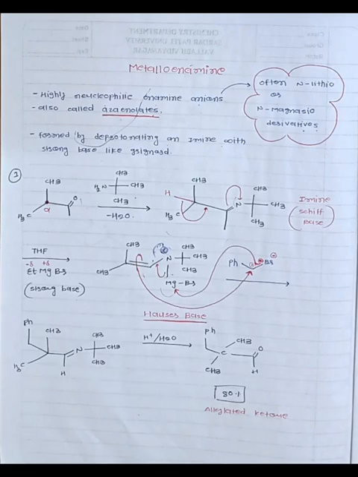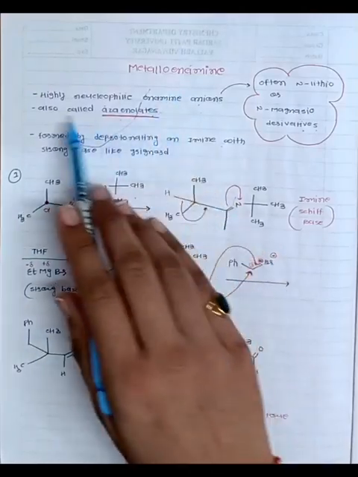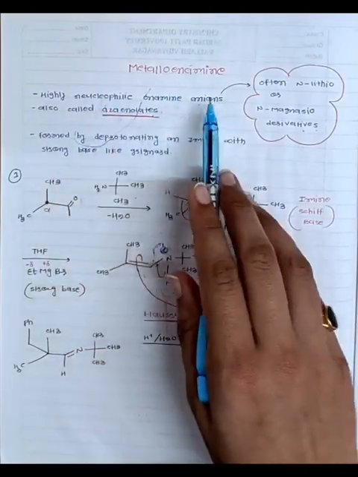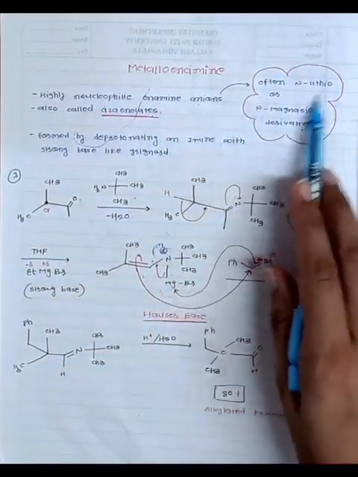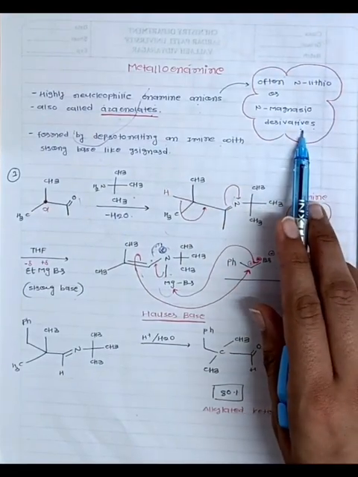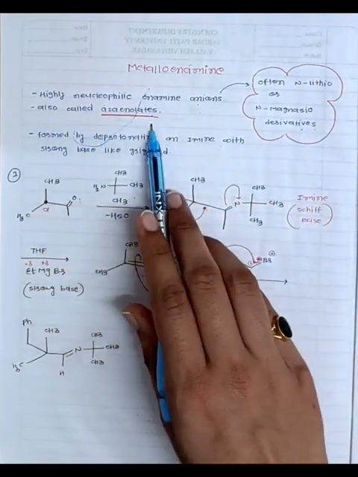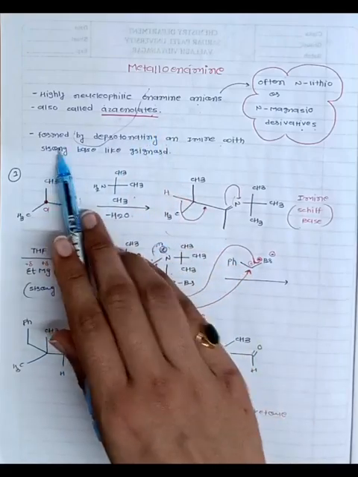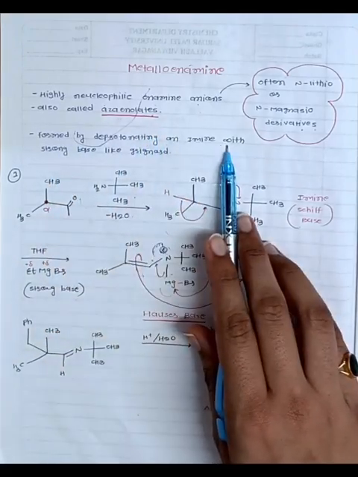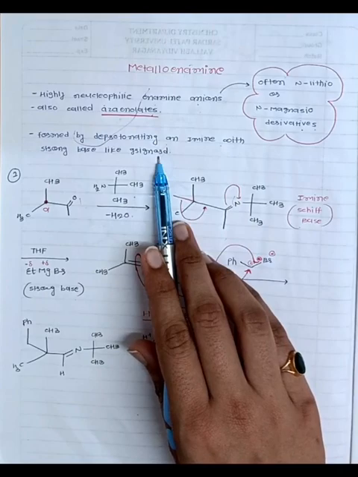To solve this problem, availability of alkylating agent can be restricted, but still it gives mixture of product when alkylated product is wanted. So for that, the solution is metalloenamine. So metalloenamines are highly nucleophilic enamine anions, which are often N-lithio or N-magnesio derivatives. They are also called aza-enolates, and they are formed by deprotonating an imine with strong base like Grignard.